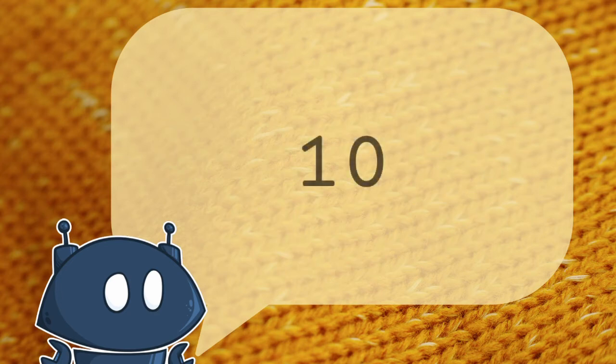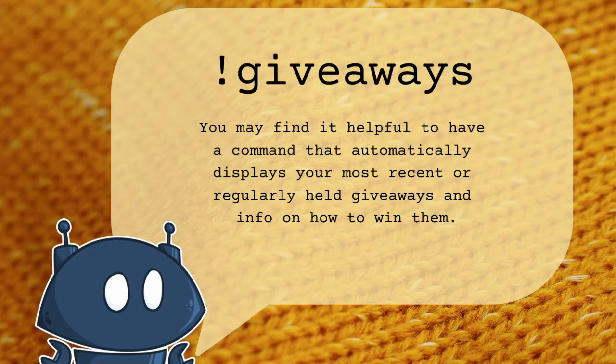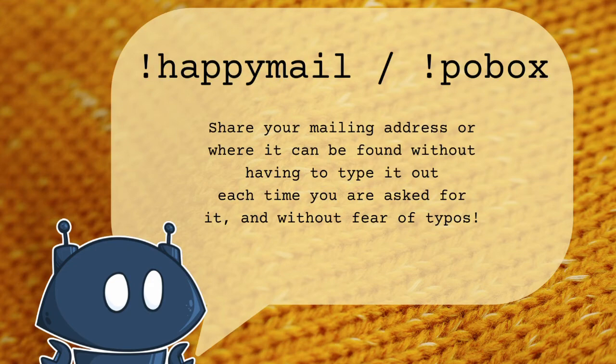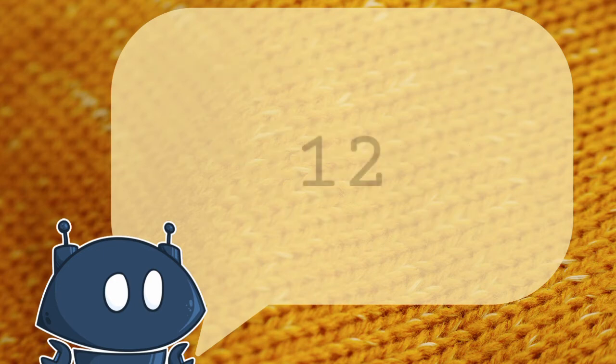Number 10. Giveaways. This one is pretty self-explanatory. Much like the events command, you can use this command to give brief descriptions of your current giveaways, time frames which they're valid during, and how to enter them, what you need to do to participate, all of that information. Number 11, Happy Mail or address or P.O. Box. Often YouTube creators will provide an address where you can send Happy Mail. Sometimes people will request this address in the chat. Better be prepared. A command is much easier than copy and pasting.